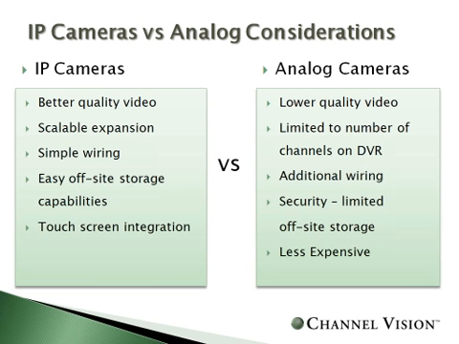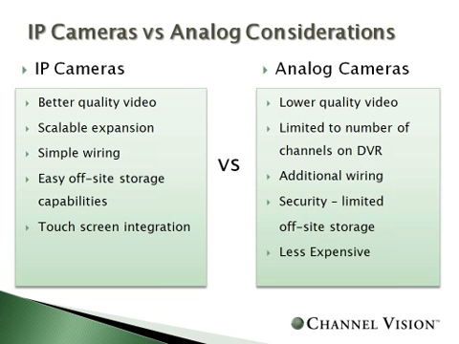Well, if you're looking at IP cameras, generally speaking, IP cameras are going to offer you better quality video. With IP cameras, you'll have a scalable expansion system that you'll be able to grow into or expand beyond traditional digital video recorders. Simple Cat5 wiring is all you need for an IP-based system. Easy off-site storage capabilities using FTP sites, as well as the ability to integrate with touchscreen automation platforms.